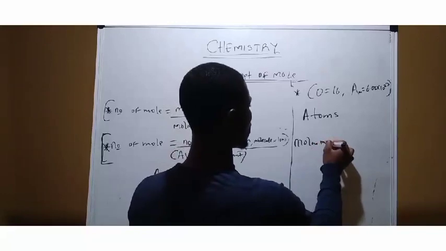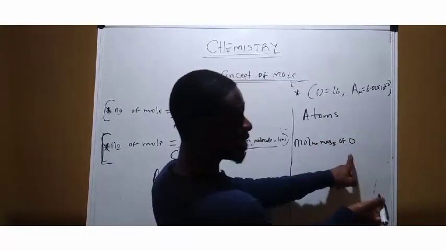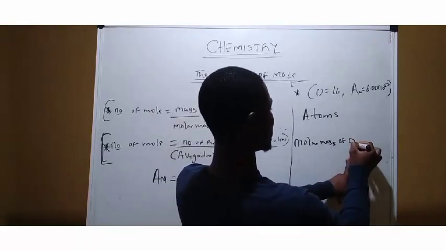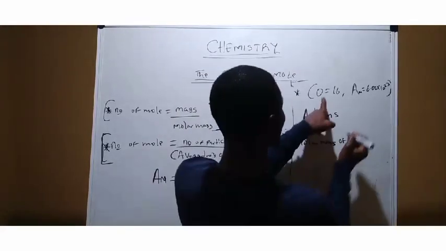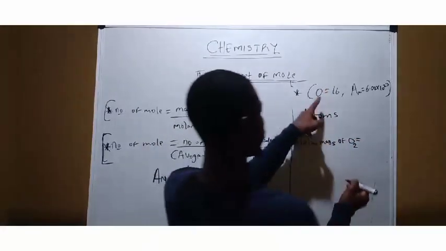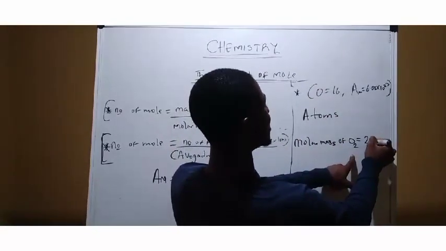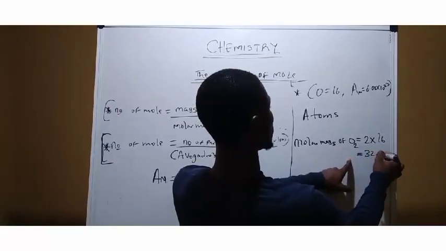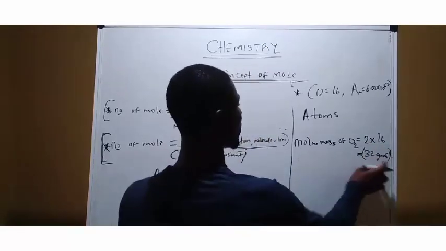Let's check what we have. From that question we have the molar mass of oxygen. Mind you, oxygen gas is diatomic, so the molecule of oxygen gas contains two atoms. The molar mass of one atom is 16, and the molecule contains two atoms, so we have 2 times 16, which gives us 32 grams per mole. So that is the molar mass of oxygen.